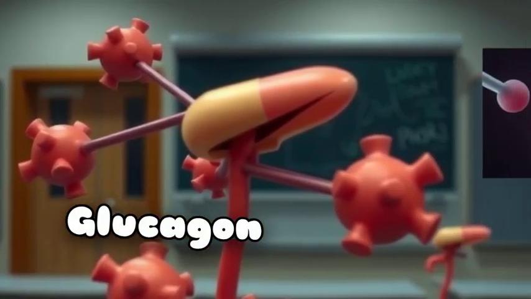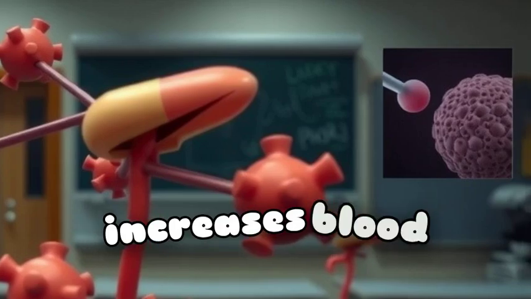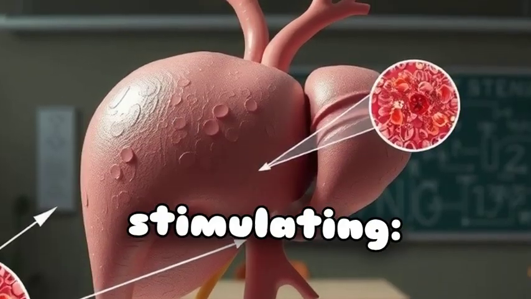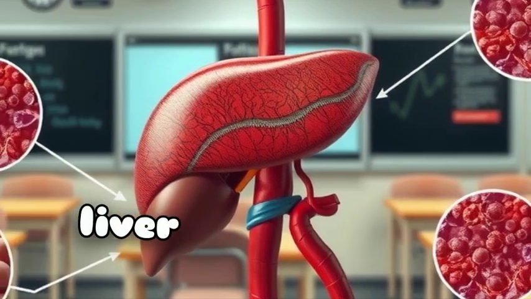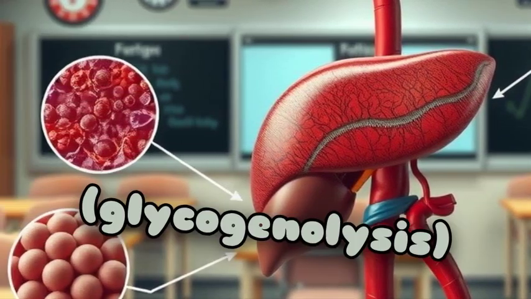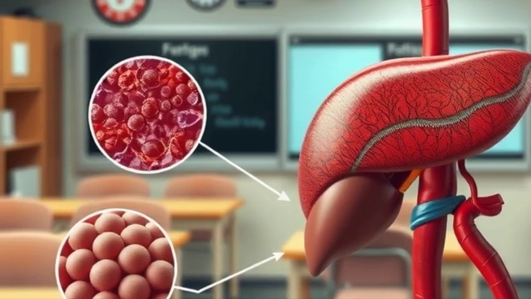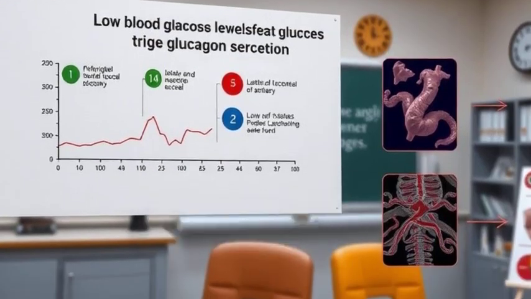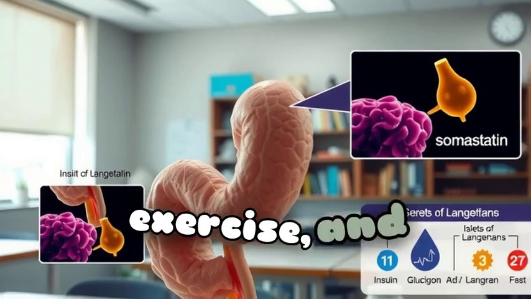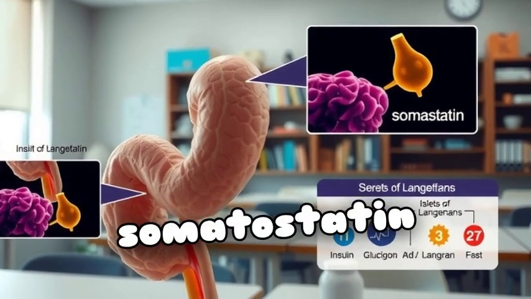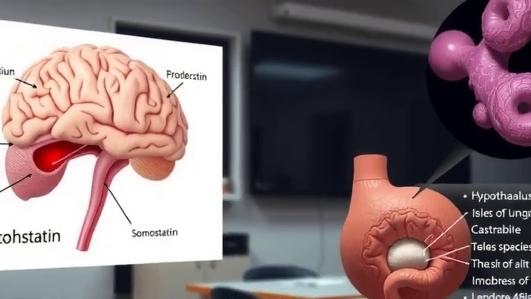Glucagon. Glucagon increases blood glucose levels by stimulating conversion of glycogen to glucose in the liver and skeletal muscles, glycogenolysis. Secretion of glucagon is stimulated by low blood glucose levels and exercise and decreased by somatostatin and insulin.